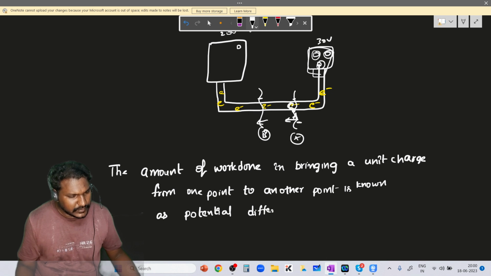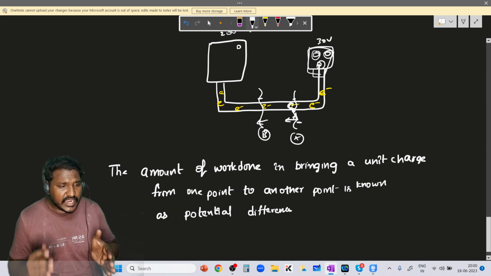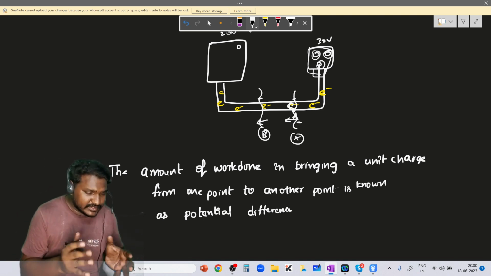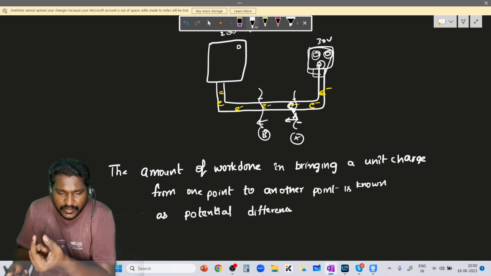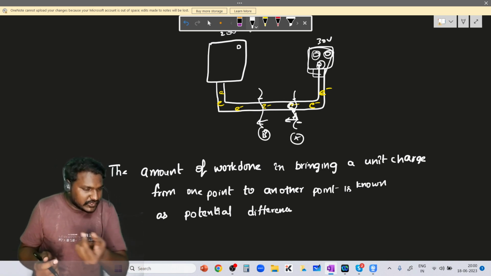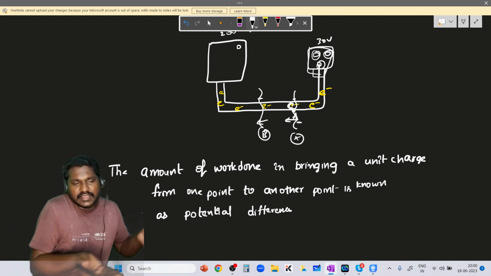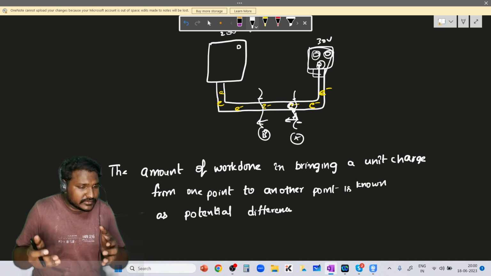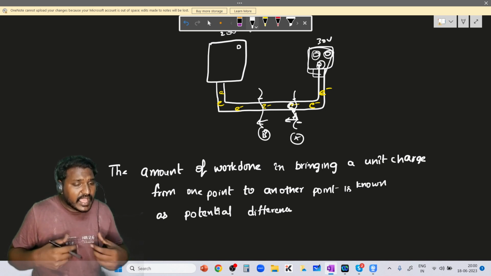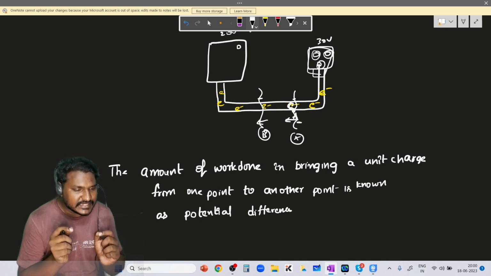So the amount of work done in bringing unit charge from one point to another point: how much work we are doing to bring an electron from one point to another point, because only if we are able to create a difference, then electrons will pass, and the passing of electrons will cause current. So that difference we have to create, and that difference for one electron is known as potential difference.